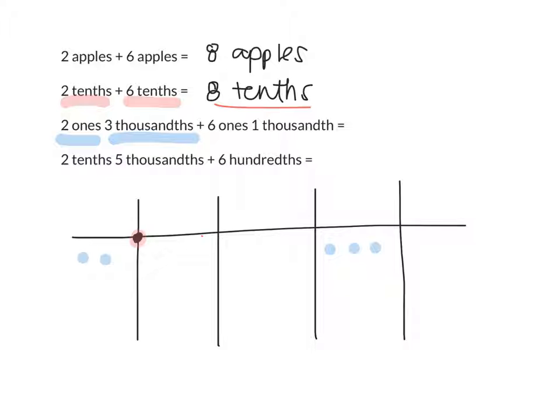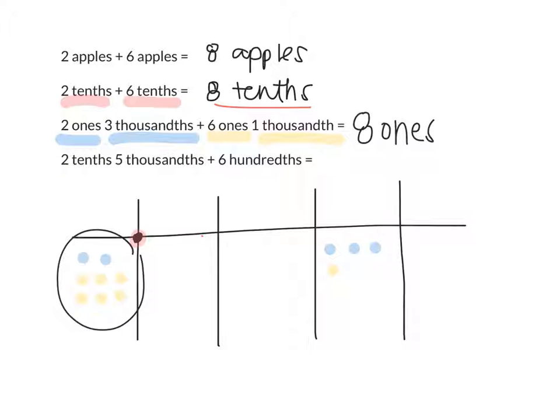Yeah. What do I have to add to it? Well, I have 6 ones, 1 thousandth. So I have to add 6 ones, 1, 2, 3, 4, 5, 6, and 1 thousandth. Now let's take a look at what we have all together. How many ones do I have all together? 8. 8 ones.